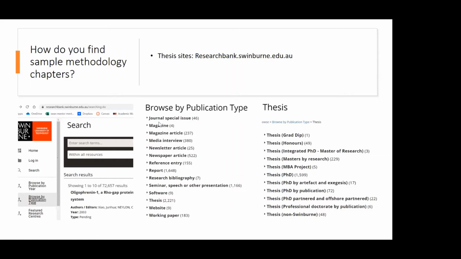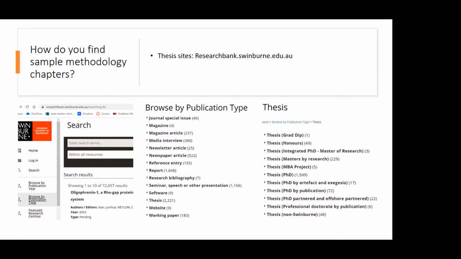And once you go to Research Bank, you just go down to the side here and you choose Browse by Publication Type. And when you're in Browse by Publication Type, which is the next little image here, you click on Thesis. And when you click on Thesis, that'll be a third page that opens up, and that then gives you the type of thesis that you can look at.